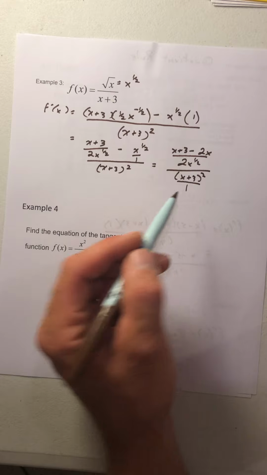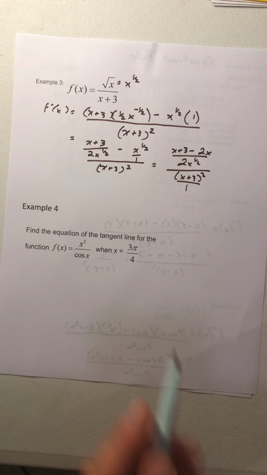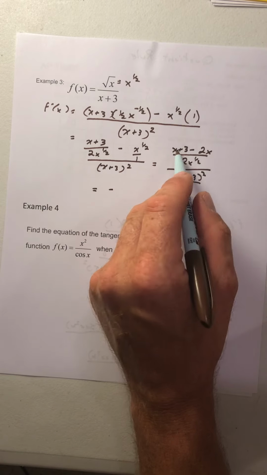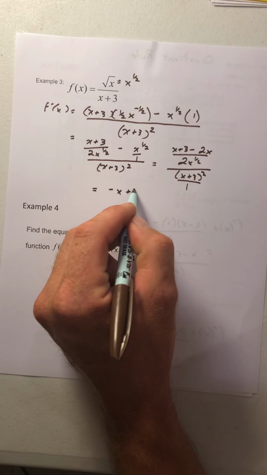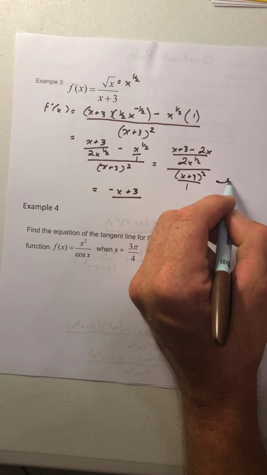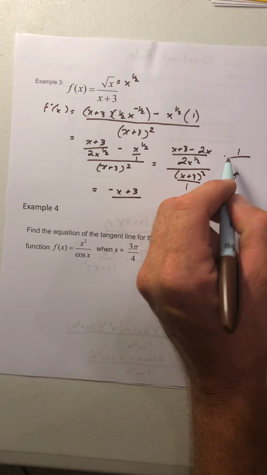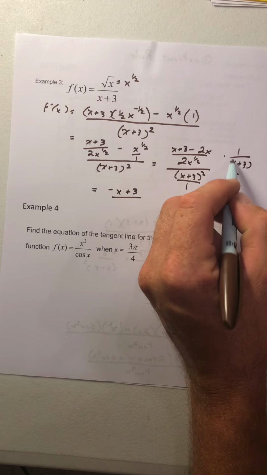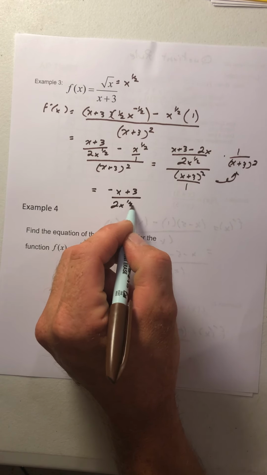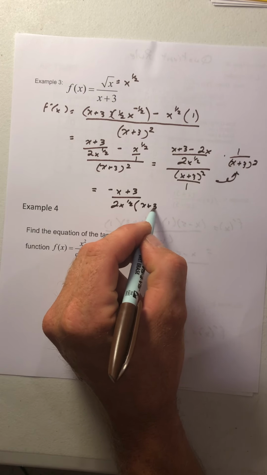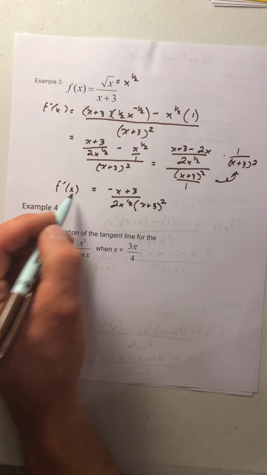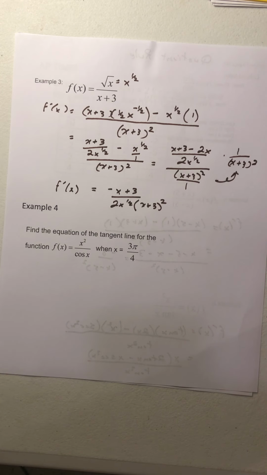We make this a complex rational by putting it over 1, and go ahead and clean it up. So x minus 2x gives us negative x plus 3 in the numerator. Our denominator, this x plus 3, remember that flips and multiplies. So we're going to have 1 over x plus 3 squared. Multiply those together, we get a 2x to the 1/2 times an x plus 3 squared. And that's going to be our nice, clean, multiple choice answer that we're going to be looking for on a test or a quiz.